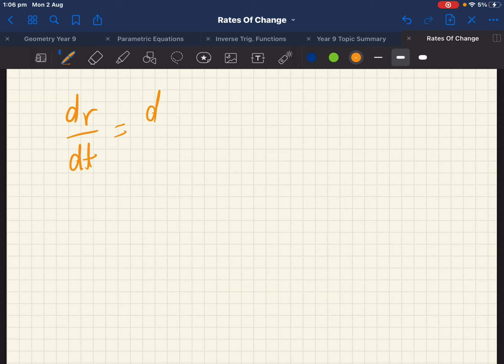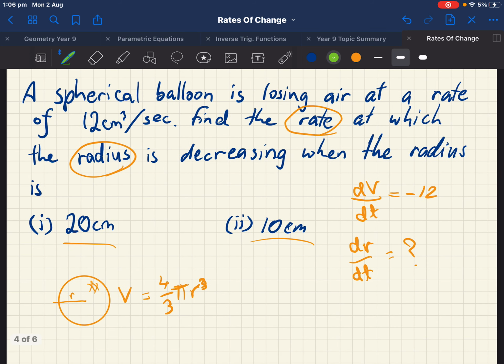And so we're going to use that chain rule. dr/dv times dv/dt. This is our chain rule setup for this particular question. We already know what dv/dt is, right? dv/dt was equal to minus 12. That's how fast this balloon is losing its volume.